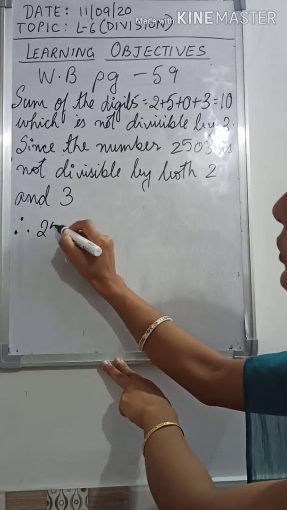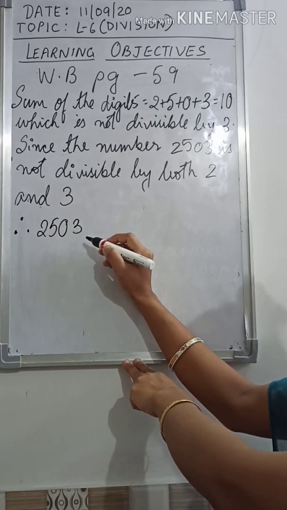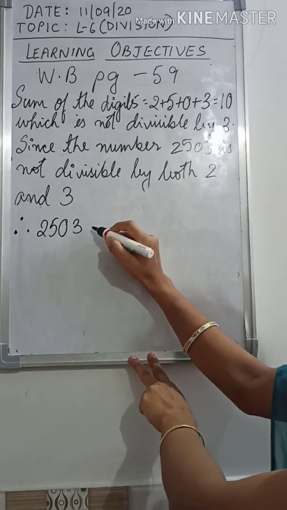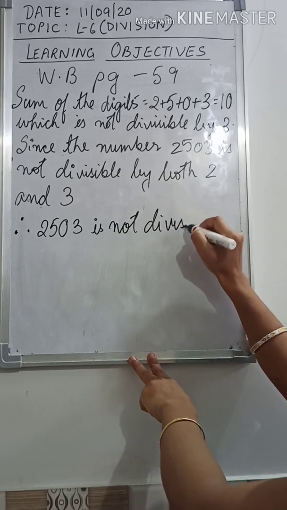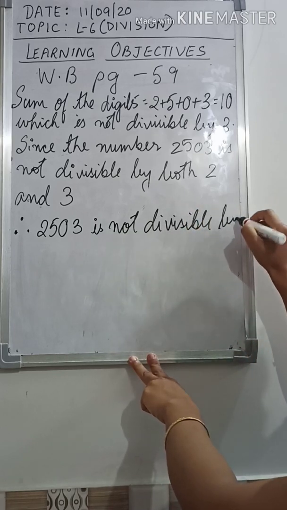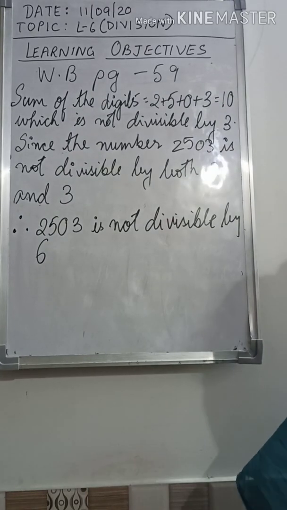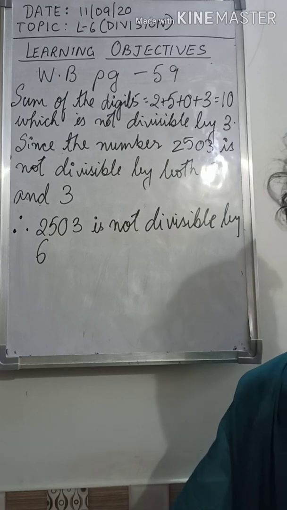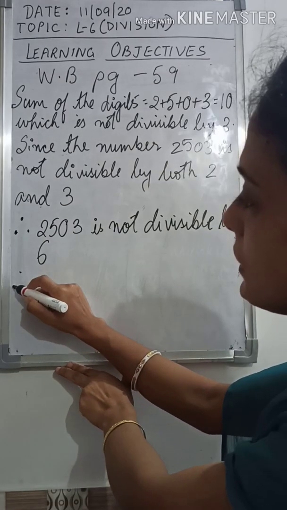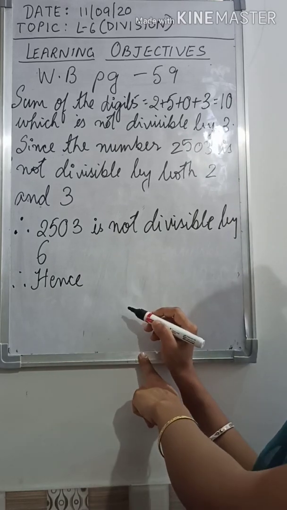Therefore, 2503 is not divisible by 6. So now we can write, hence the number of marbles that Rohit has cannot be divided. What we are asked to find out is whether the number can be divided into exact groups or not.